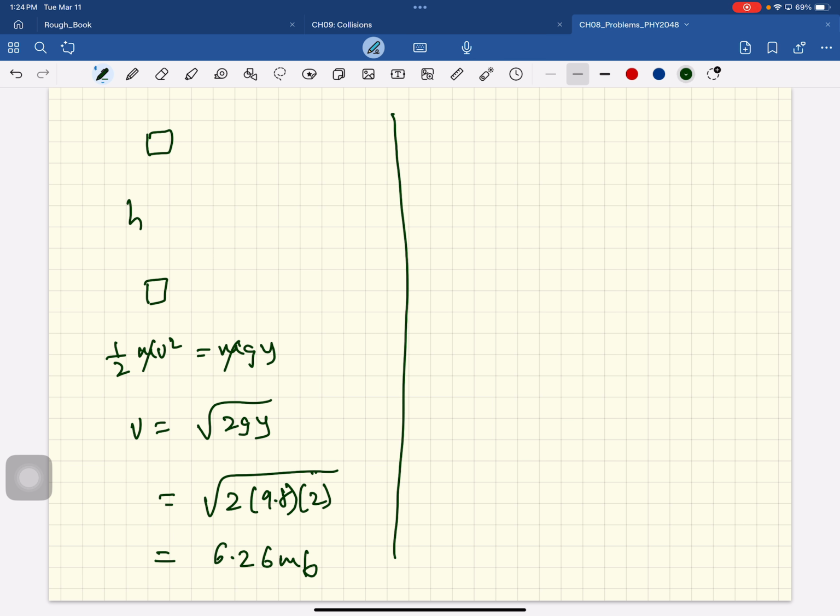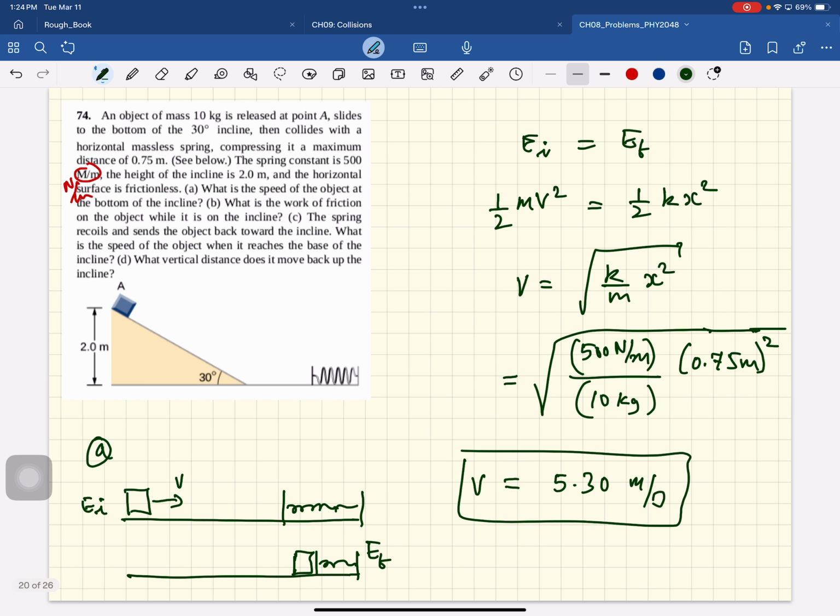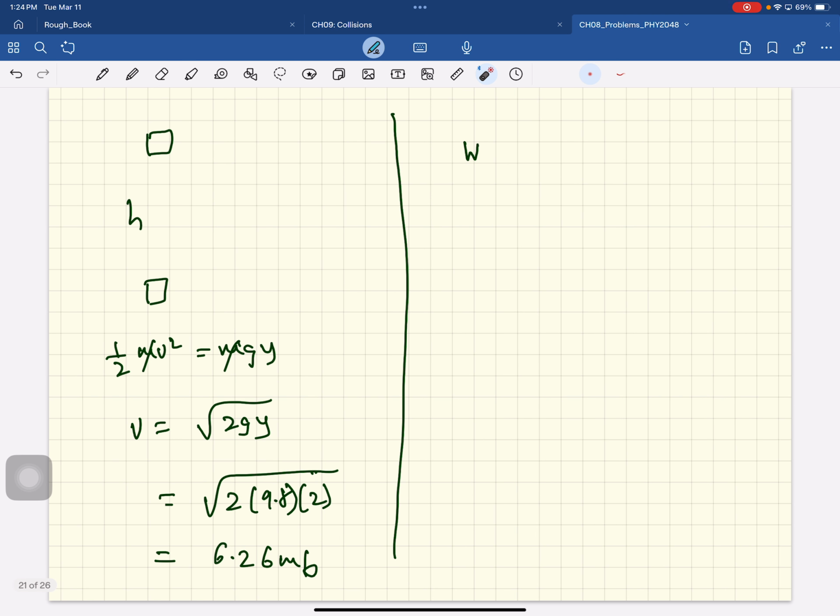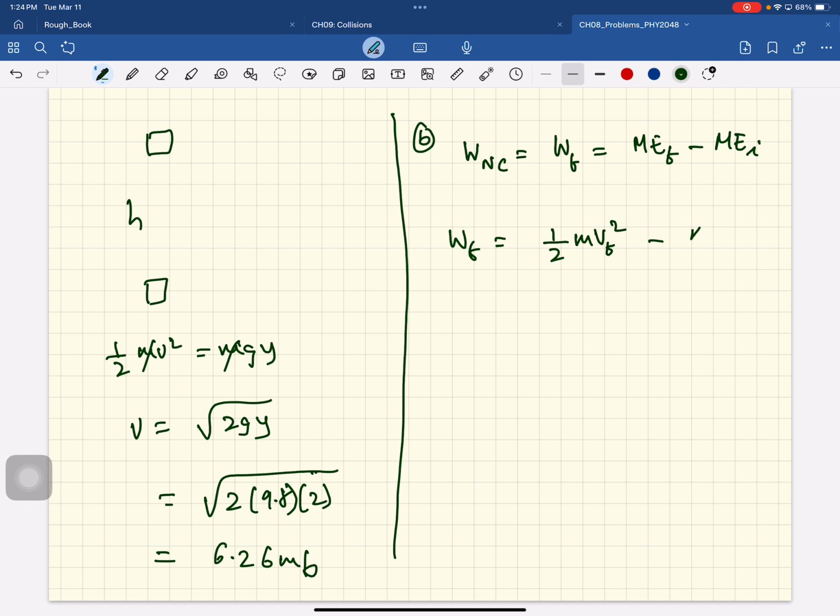So the work done by friction. Part B says, what is the work of friction on the object while it's on the incline? Work done by a non-conservative force, which is work done by friction, is equal to mechanical energy final minus mechanical energy initial. Final mechanical energy has only kinetic energy, and initial mechanical energy is mgy initial.